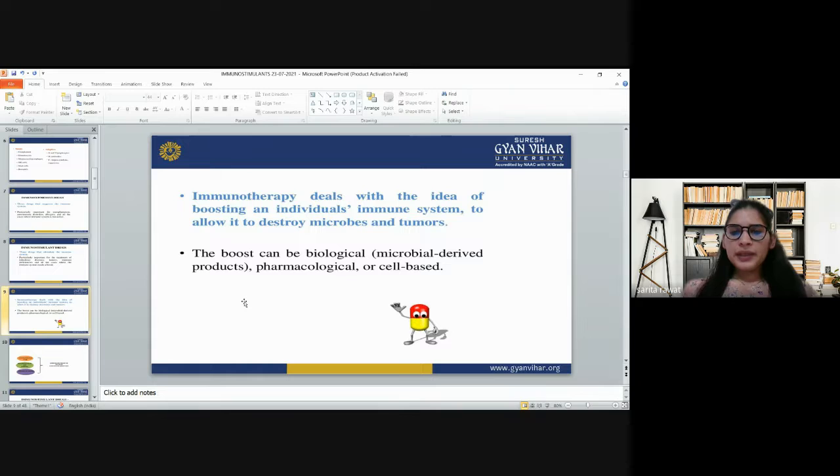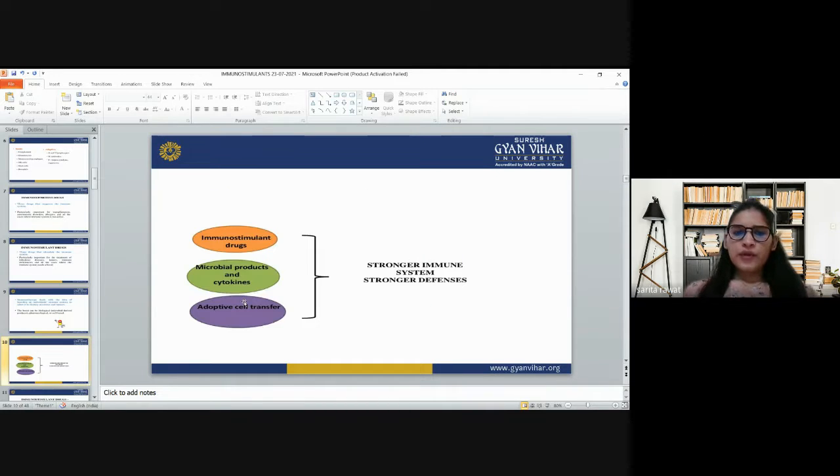Now, immunotherapy deals with the idea of boosting an individual's immune system to allow it to destroy microbes and tumors. The boost can be biological, microbe-derived product, pharmacological, or cell-based. Now we have immunostimulant drugs, microbial products and cytokines, and adaptive cell transfer. So these give a stronger immune system and stronger defense system.